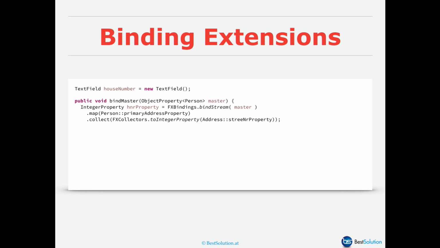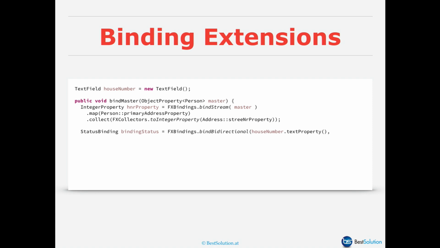And then we collect the final result. The last argument is the street property we're really interested in. So we have this property that always contains the current selected person's house number. It's a property, which is very important because only a property can be bound bidirectionally to a field. But then we have the next problem in JavaFX. We have an integer property and want to bind that bidirectionally to a text property. This is not there by default in the APIs.